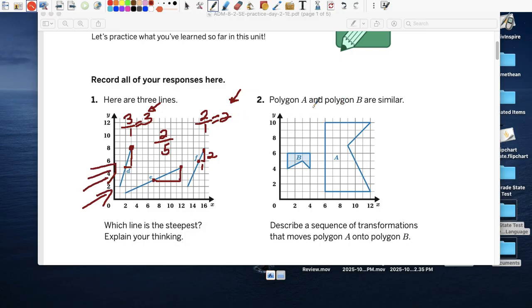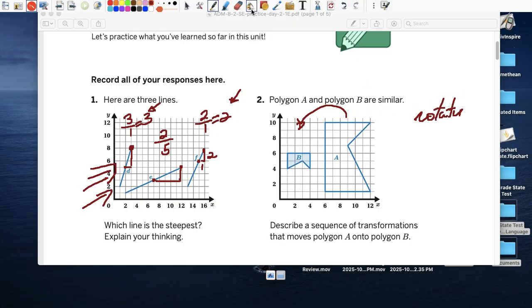Okay. Polygon A and polygon B are similar. And what are we asked to do? We are asked to describe the sequence of transformations that moves polygon A to polygon B. So we're going this way. So obviously there's a rotation, right?